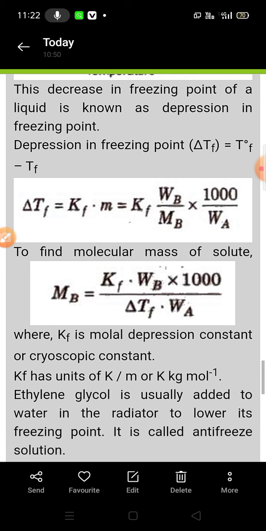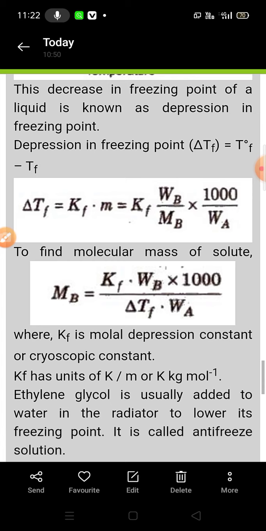Kf is the molar depression constant. It is also known as the cryoscopic constant, and its unit will be Kelvin kg per mole. And here are some examples related to depression in freezing point. Ethylene glycol is usually added to water in the radiator to lower its freezing point. It is called antifreeze solution.